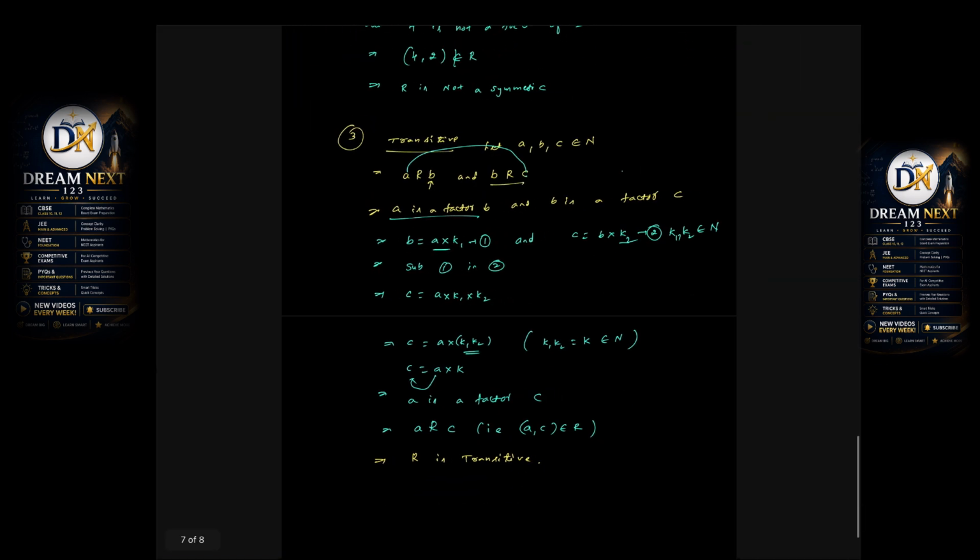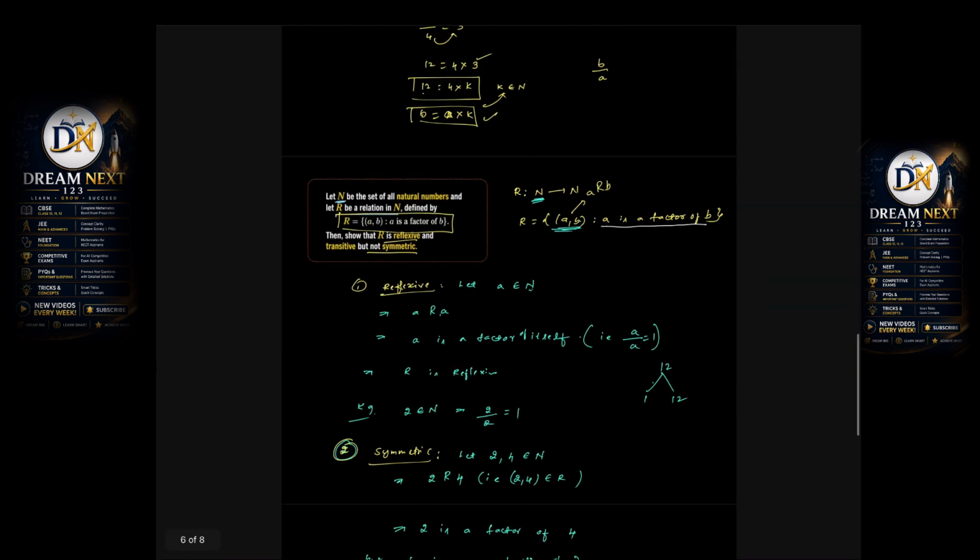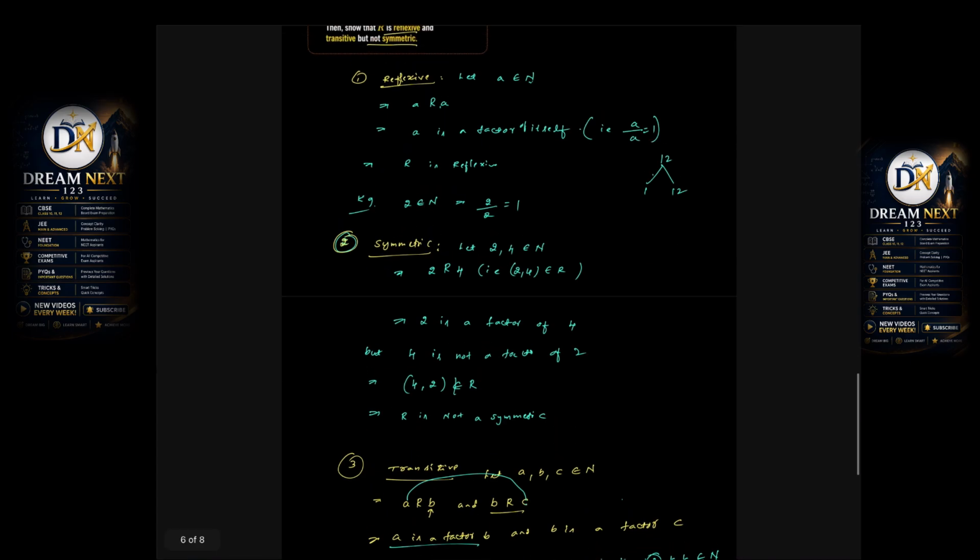Like this, we should prove it is reflexive, symmetric, transitive. Finally, we conclude that the relation R is reflexive, transitive, but not symmetric.